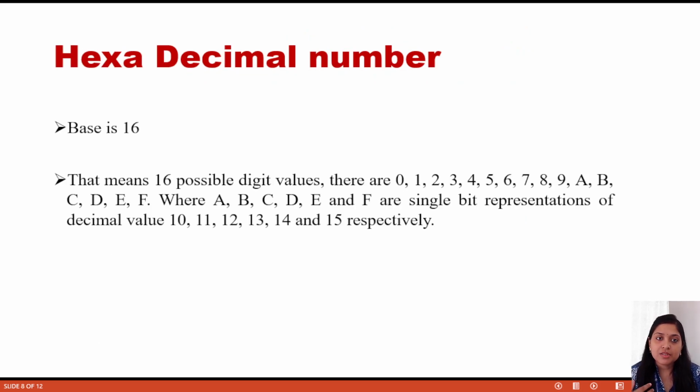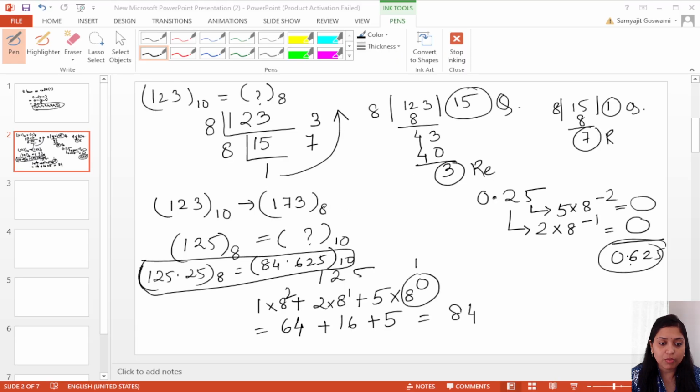Now I am starting with the hexadecimal number. Hexa means 16, so the base is 16, and here I am just opening my notes.